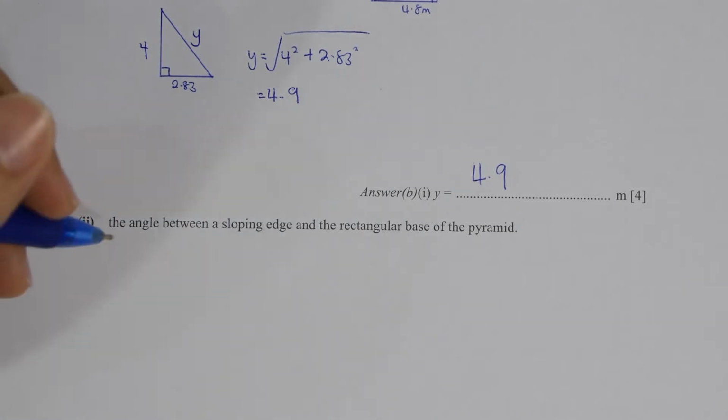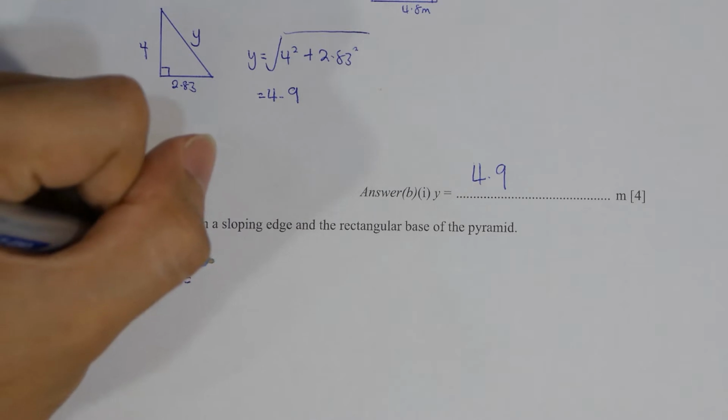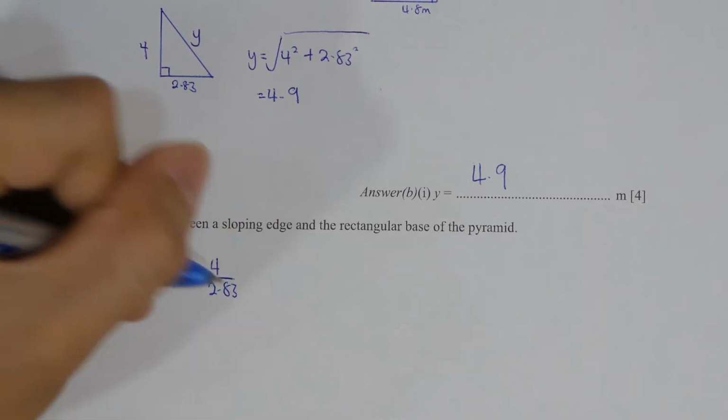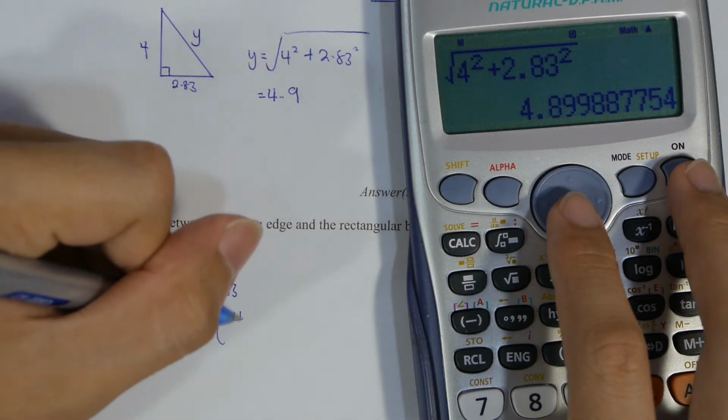And for you to calculate the angle, we have opposite and adjacent here, so you use tangent inverse to find the degree as 54.7.